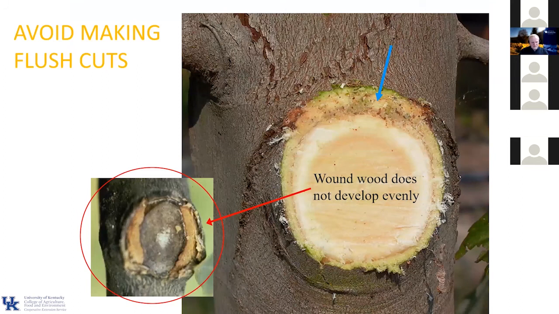Here's what happens if you flush cut. You'll see the picture on the left there. The callusing's very uneven. In fact, some of that collar has been cut away, and where the collar's been cut away, you'll see no callusing, or very minimal callusing. That's what happens when you flush cut. That is what you get.